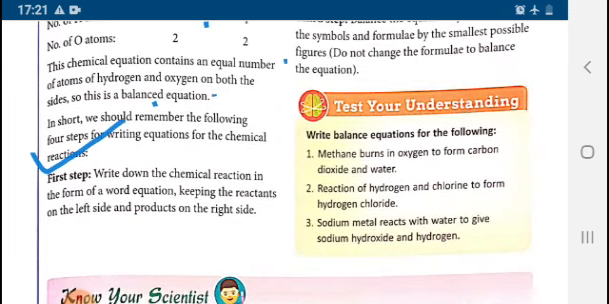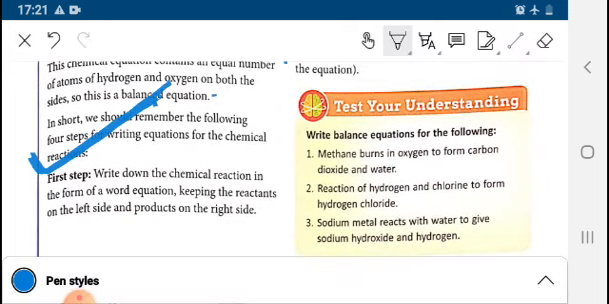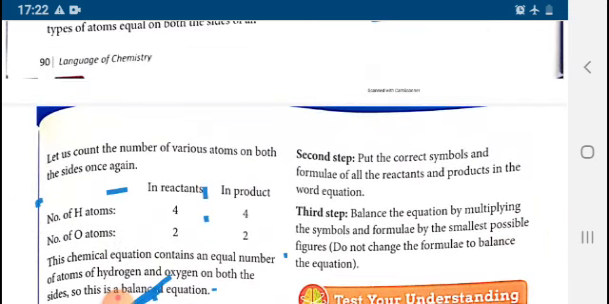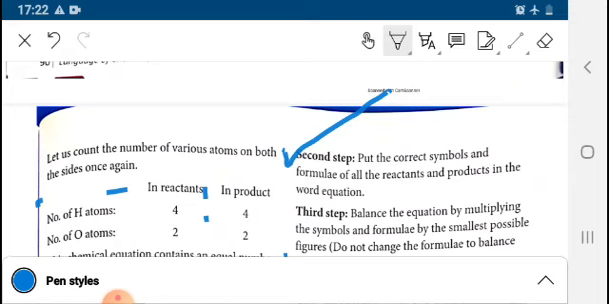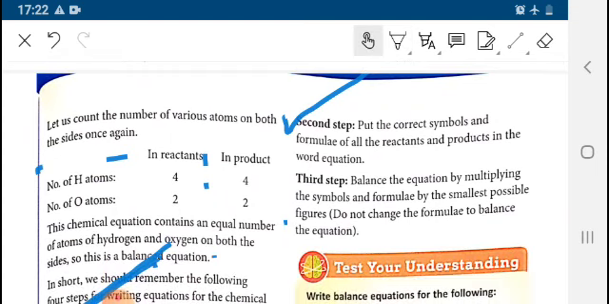So what are the steps? Now let us see the steps of balancing. First, we will write down the chemical reaction with its symbols. What is the second step? Put the correct symbols and write down the correct formulas, the reactants on the left side and products on the right side. Third step is balancing, and it is done with the help of the hit and trial method. Balance the equation by multiplying the symbols and formulas by the smallest possible number.